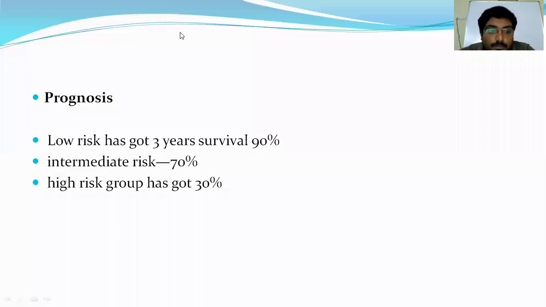See, prognosis: low risk has a 3-year survival of 90%, intermediate risk 70%, and high risk it is 30%.